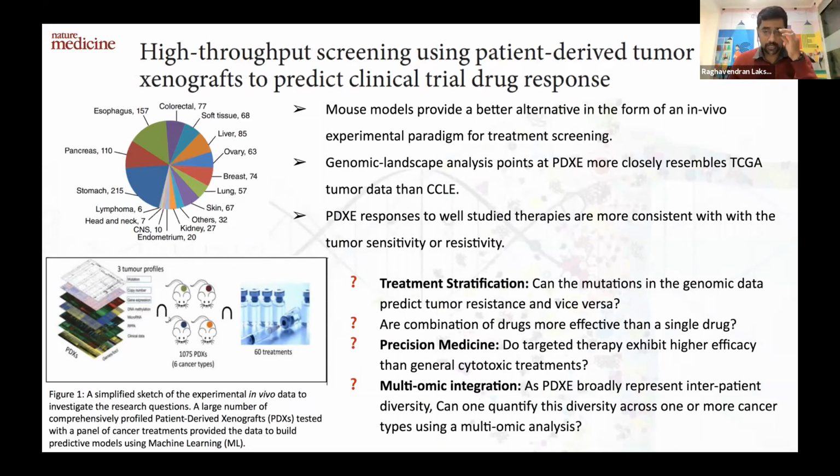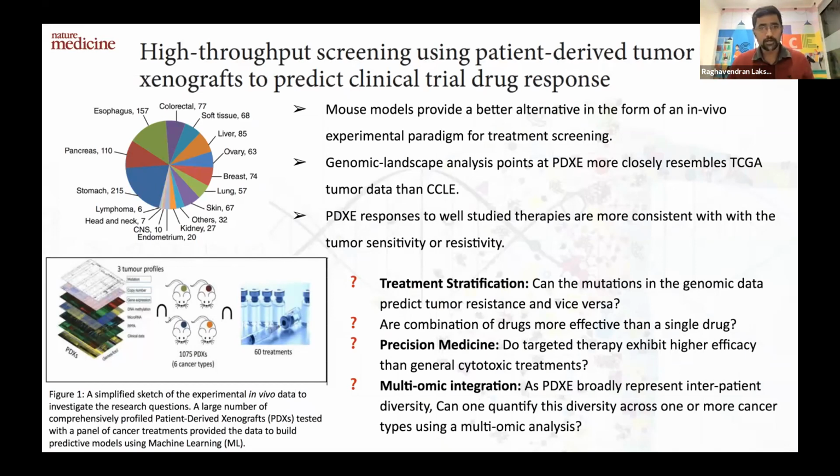And with the help of multi-omics integration, can the PDXs broadly represent the interpatient diversity? Because that was one of the biggest conclusions of this study, where they observed a diversity among the models which carry the same cancer cells from different patients. So they translate into interpatient diversity. So can we quantify this diversity?